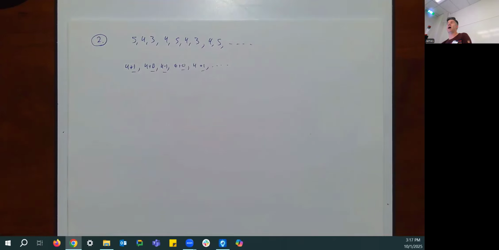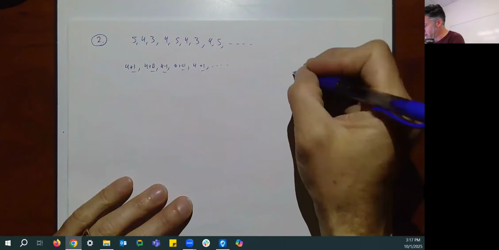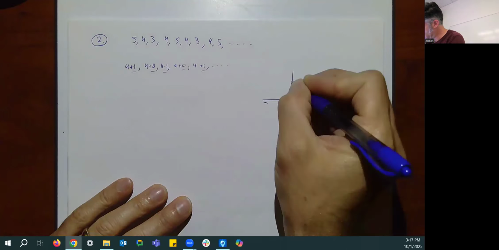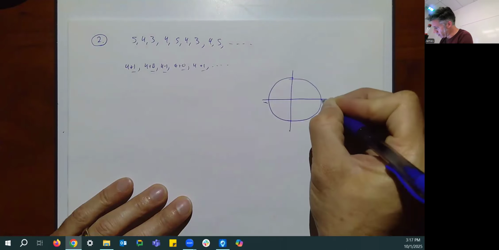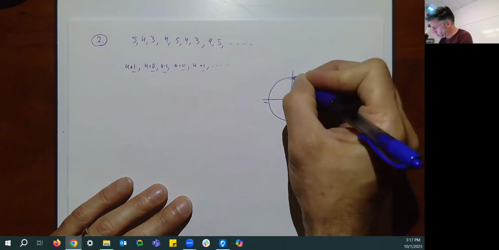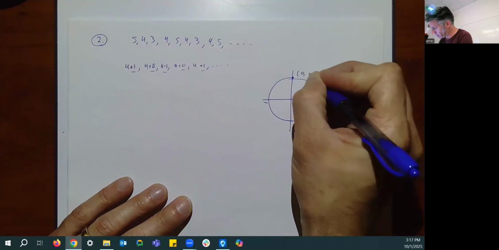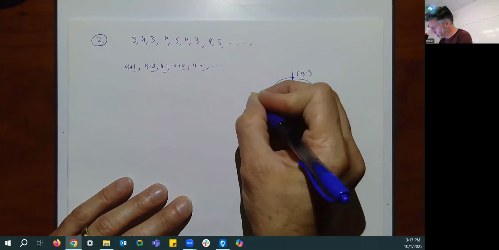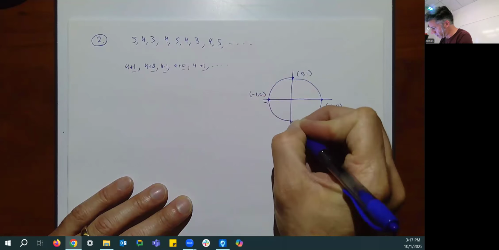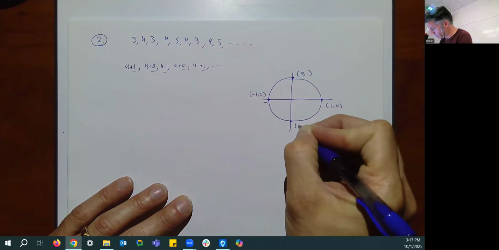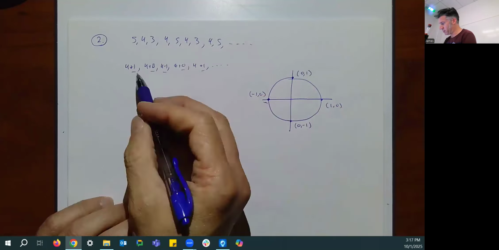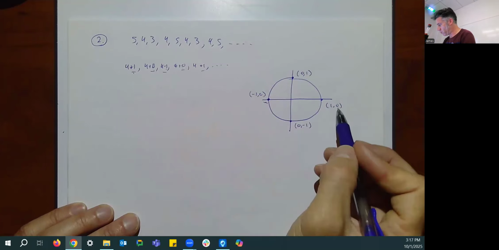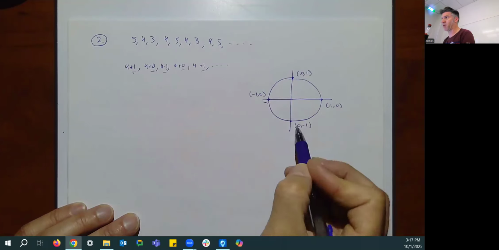And to me, I'm thinking of that as the four corners of the unit circle, the cosine value. I'm thinking cosine of 0 is 1, cosine of pi over 2 is 0, cosine of pi is negative 1, cosine of 3 pi over 2 is 0. 1, 0, negative 1, 0.